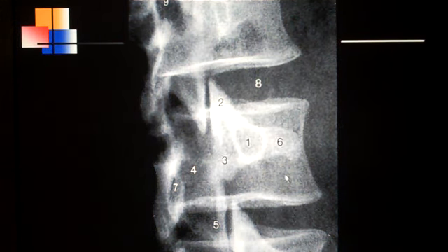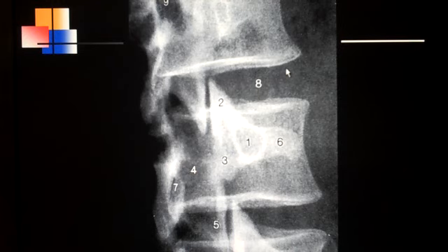If I look at this actual film now, I have number 1 is the pedicle. Number 2 is the superior articular process. Number 3 is the pars interarticularis. Number 4 is the lamina. Number 5 is the inferior articular process. Number 6 is the transverse process. Number 7 is the spinous process.